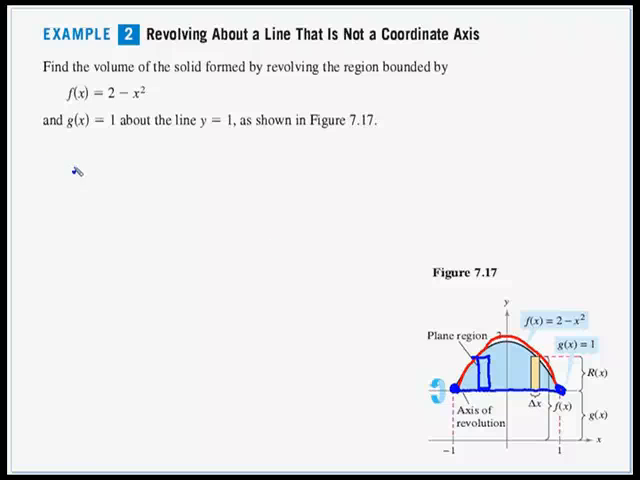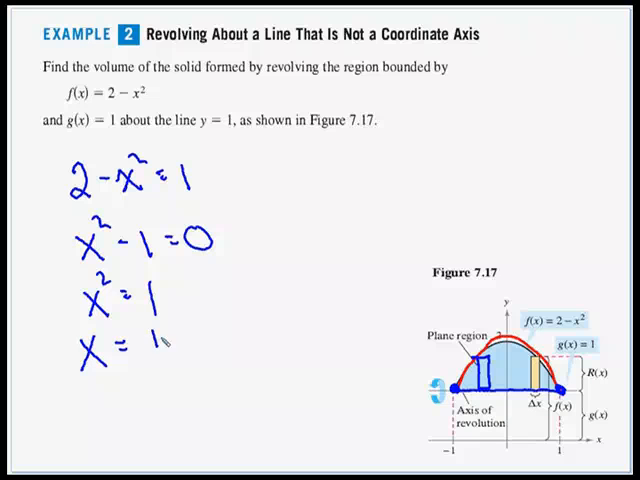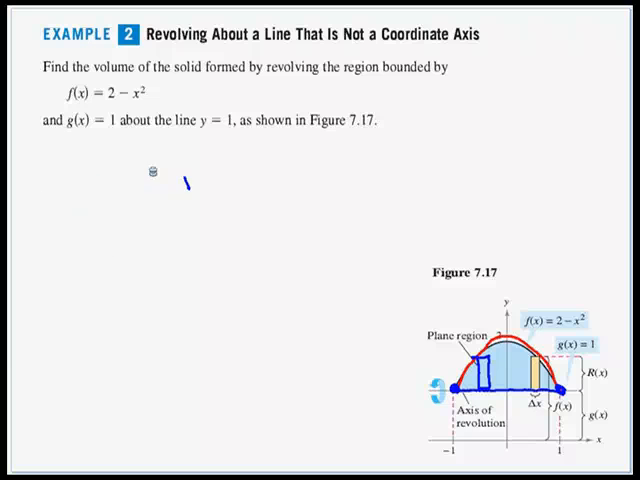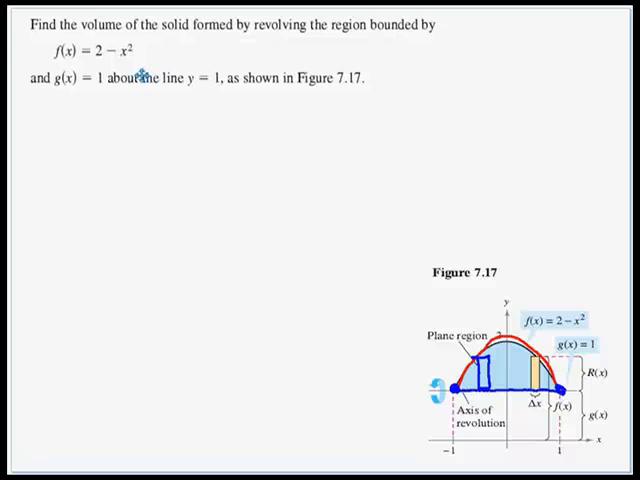Well, we would just take our functions and set them equal. 2 minus x squared is equal to 1. And then we'd get everything on one side, and we'd get x squared minus 1 equals 0. And then we'd have x squared equals 1, or you could factor this into x plus 1, x minus 1. Either way, when you square root this, we'll get plus or minus 1. So the x values where our two curves intersect are negative 1 and 1. So that is where our upper and lower limits of our integral will be.